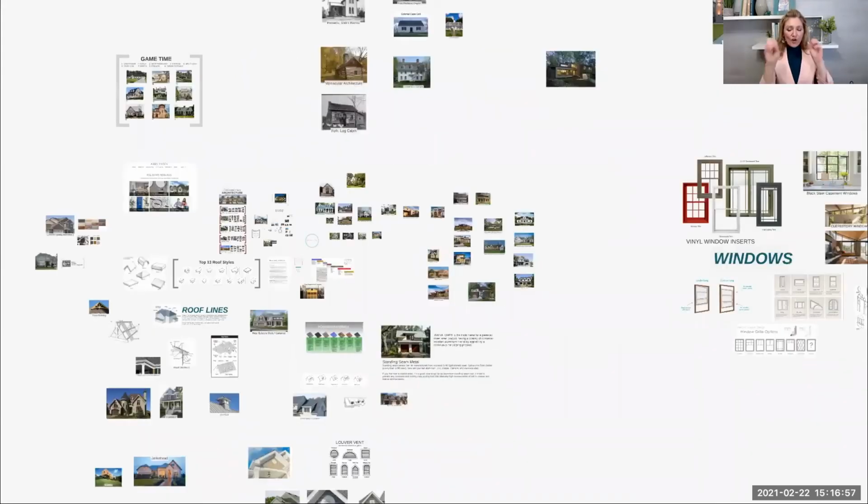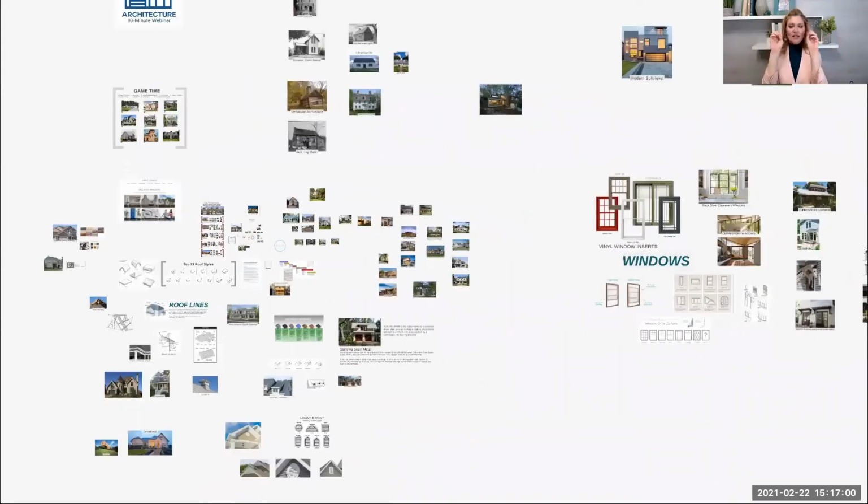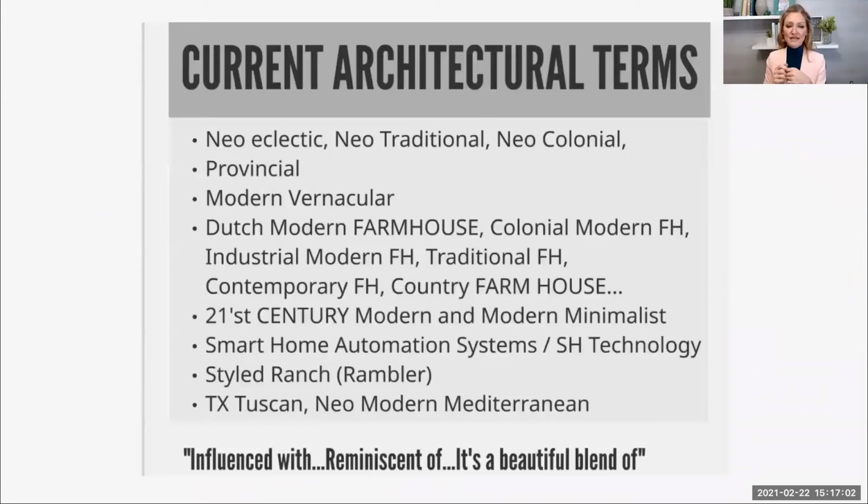So just a quick slide to see some phrases that I want you to start adopting: neo-eclectic, neo-traditional, neo-colonial, provincial, modern vernacular, Dutch modern farmhouse. Let's look at farmhouse. There's a few different ways that we can rephrase farmhouse because we're saying it so much. It can be a Dutch modern farmhouse. It can be a colonial modern farmhouse. It can be industrial farmhouse, traditional farmhouse, contemporary farmhouse, country farmhouse, right? So there's a lot of different ways, and there's more that we can play with that.